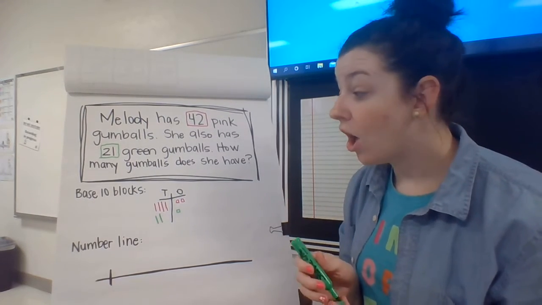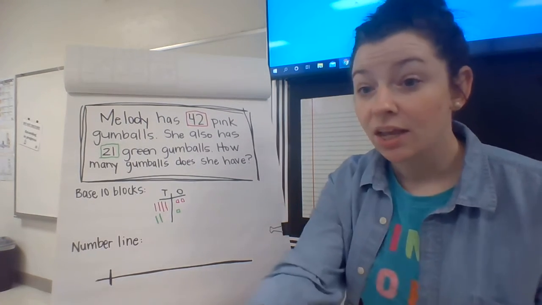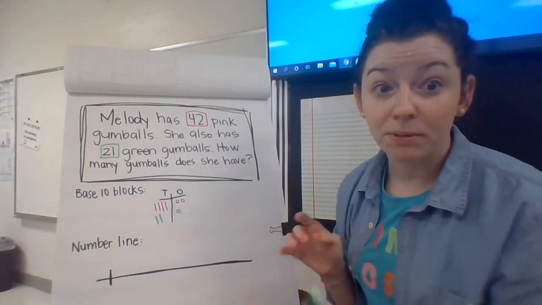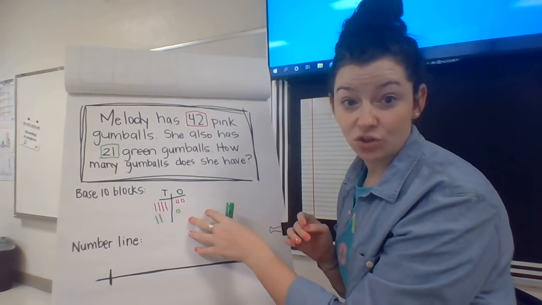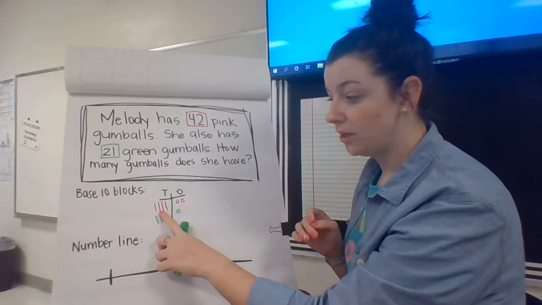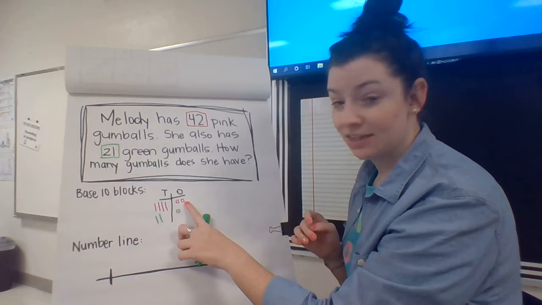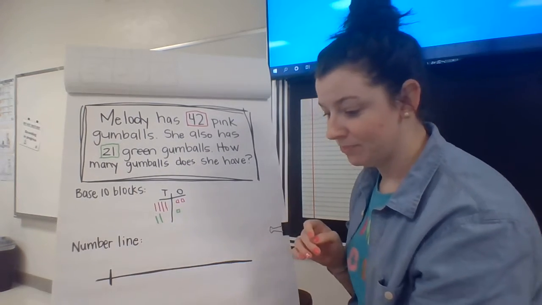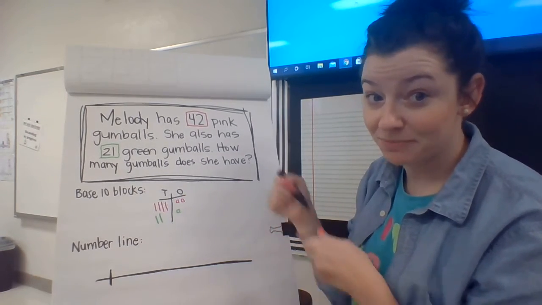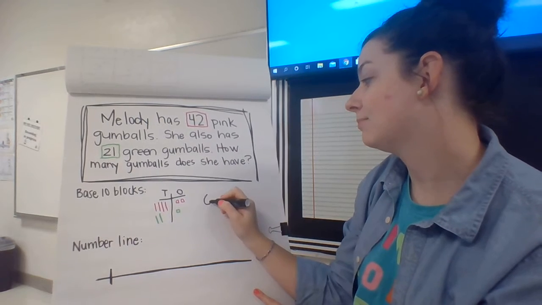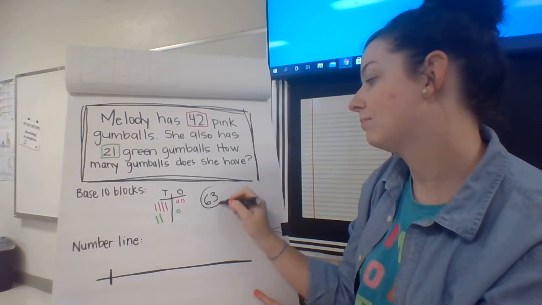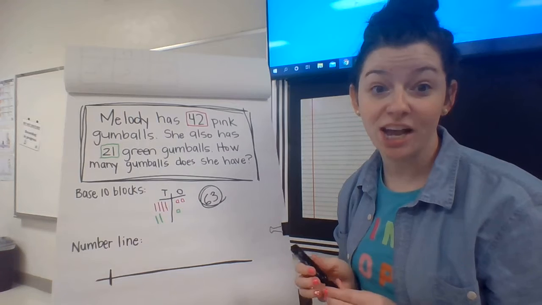Pretty simple, right? All I have to do is count them together, and then I will have my number. But then we're going to use the number line to check and make sure that this is correct. So 10, 20, 30, 40, 50, 60, 61, 62, 63. If I'm looking at my base 10 blocks, I think that she has 63 gumballs. Now I'm going to check.